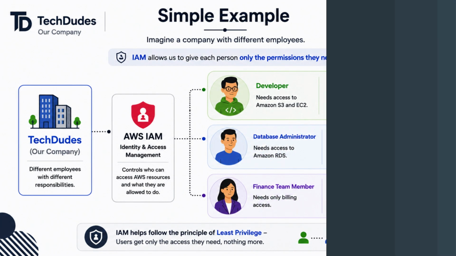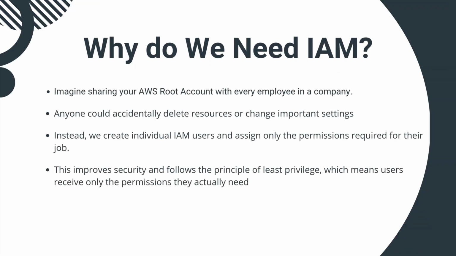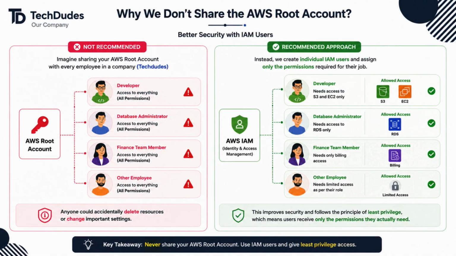Why do we need IAM? Imagine sharing your AWS root account with every employee in a company. Anyone could accidentally delete resources or change important settings. Instead, what we will do is create individual IAM users and assign only the permissions required for their job. This improves security and follows the principle of least privilege, which means a user receives only the permissions they actually need.